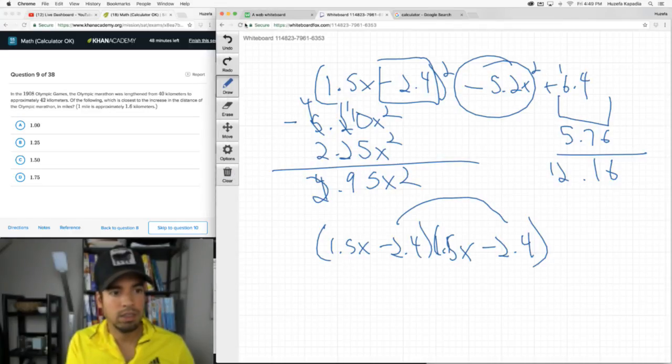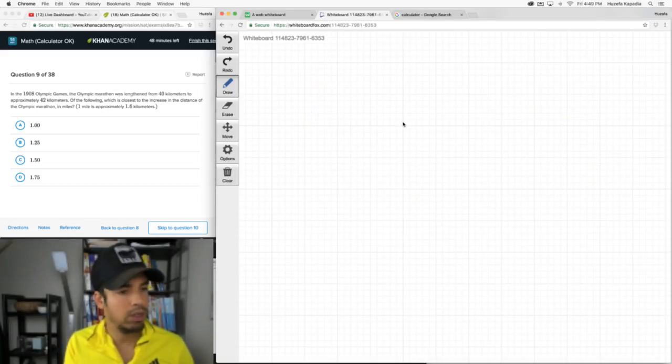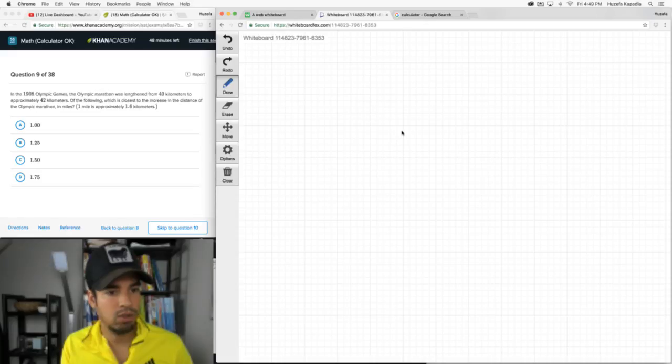In 1908 Olympic Games, the Olympic marathon was lengthened from 40 to 42. Of the following, which is the closest to the increase in the distance of the Olympic marathon in miles?